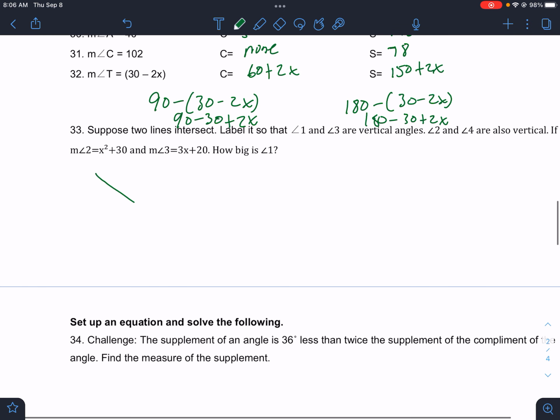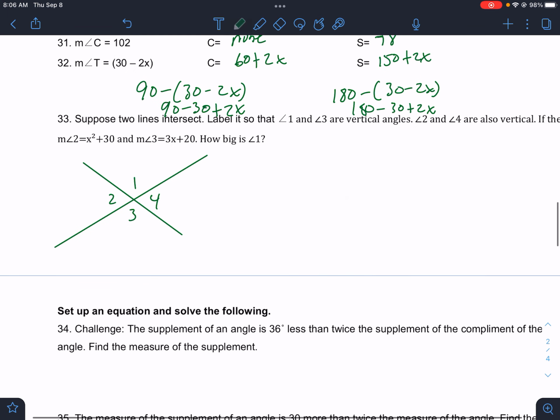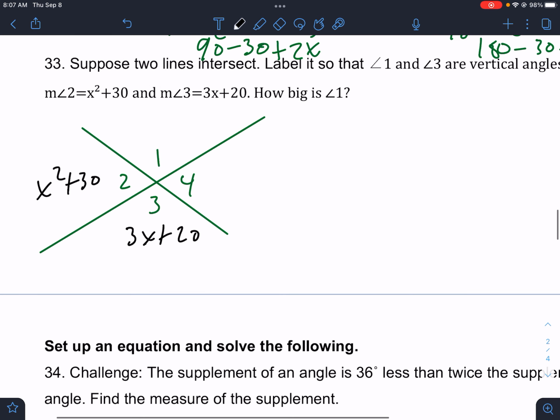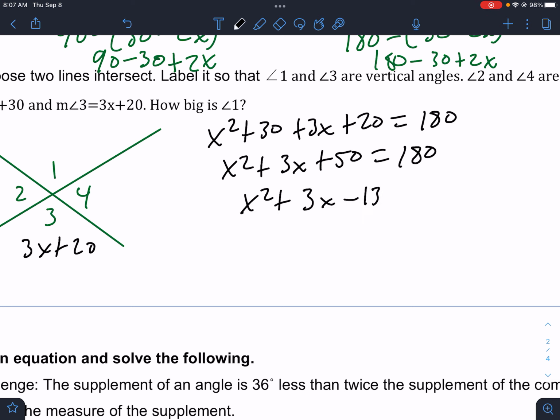All right, 2 lines intersect. Angles 1 and 3 are vertical. Angles 2 and 4 are also vertical. They gave us angle 2, clocking in at x squared plus 30. We got angle 3, coming in at 3x plus 20. So what do we know about those 2 angles, 2 and 3? They have to add up to 180. x squared plus 30 plus 3x plus 20 has to add up to 180. So x squared plus 3x plus 50 has to equal 180. So x squared plus 3x minus 130 has to equal 0.